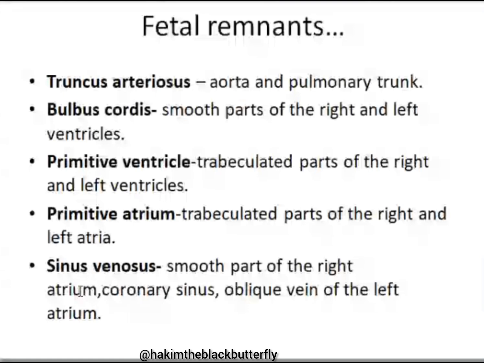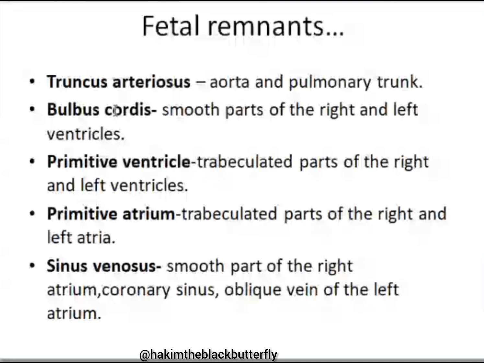The trabeculated part of the ventricles is the rough part. Whenever I say trabeculae, those folds which make the inside of the ventricles look rough are known as trabeculae. So whenever they say the trabeculated part of the ventricles, those are the rough parts of the ventricles. They came from the primitive ventricles, and the smooth parts of the ventricles came from the bulbus cordis.